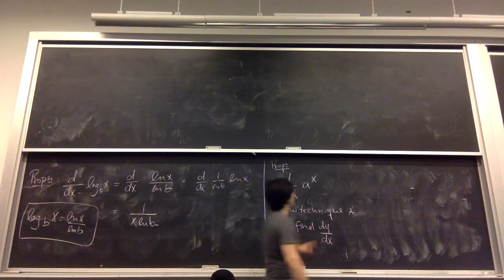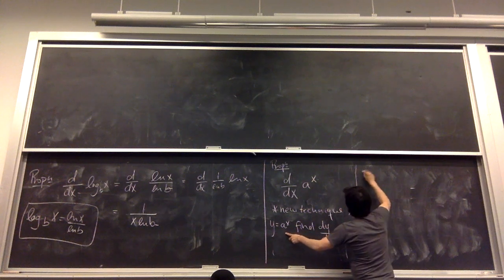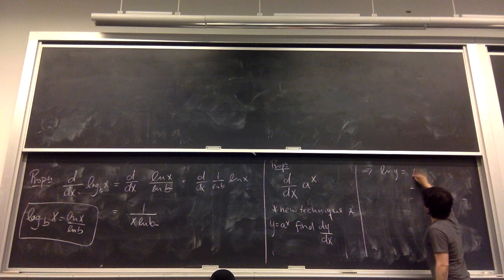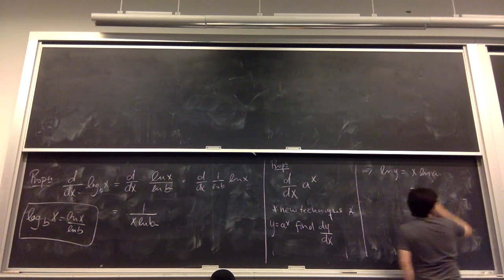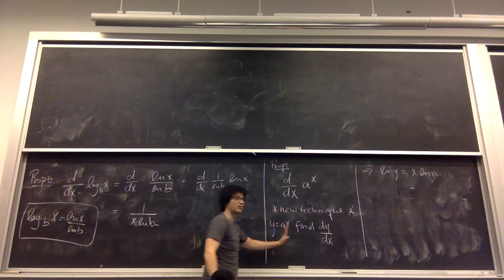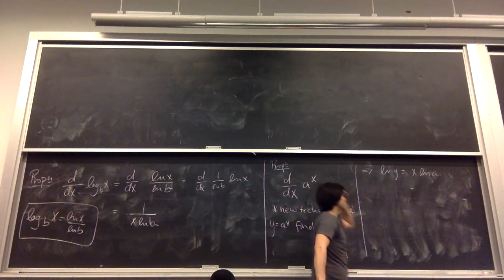So notice what I can do here. If y is equal to a to the power of x, this means that ln y is equal to x ln a. Does everyone understand this? I just took the ln of both sides of this equation, and I bring the exponent down, just so I don't have to write it twice.